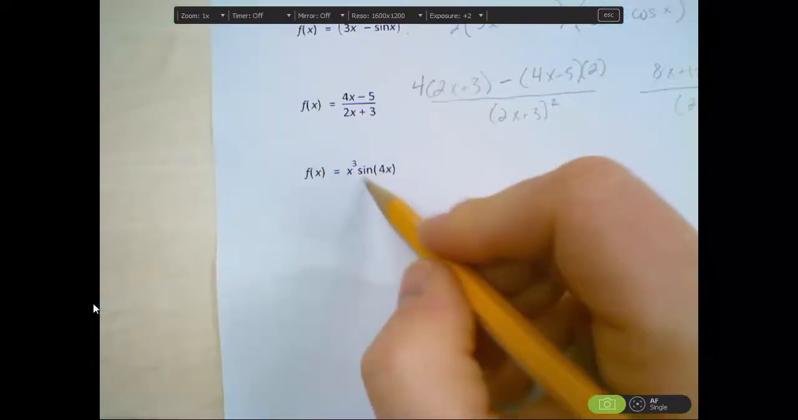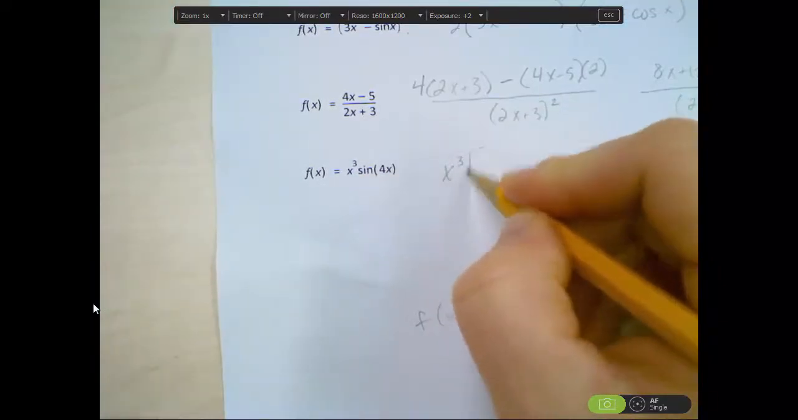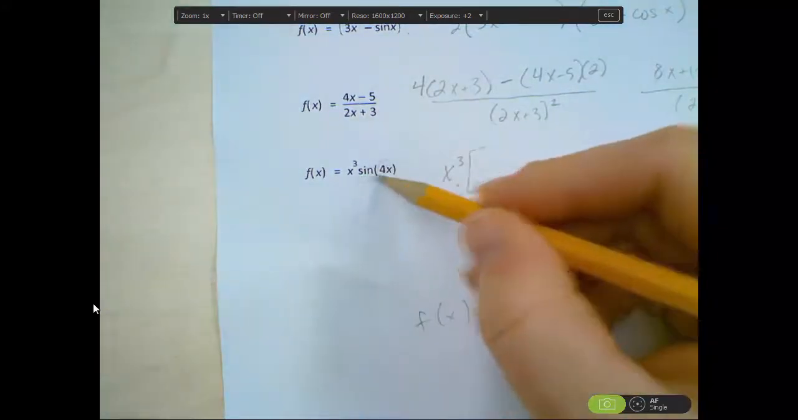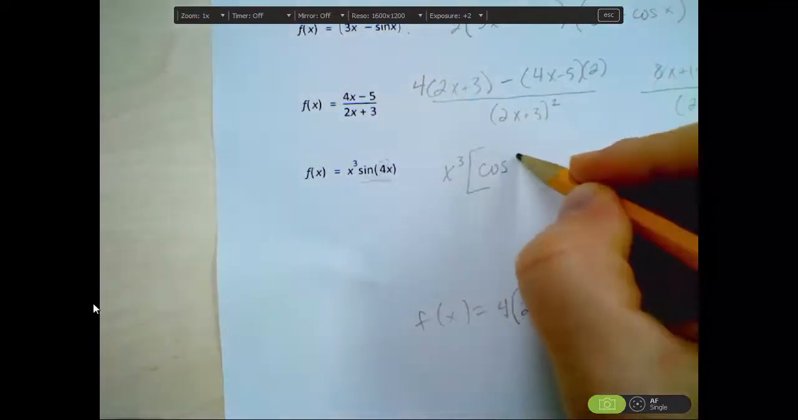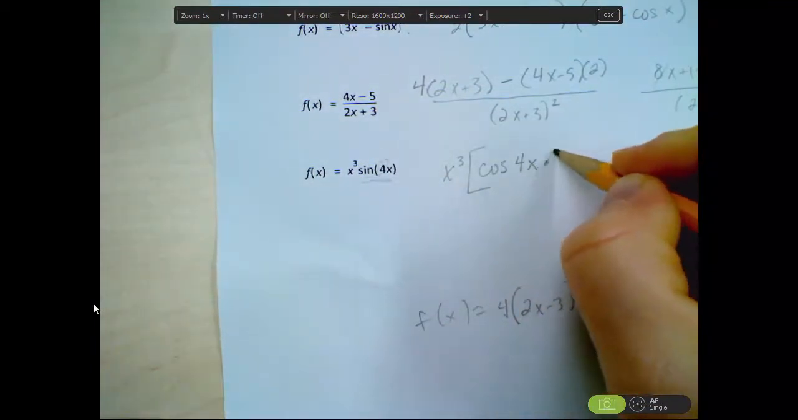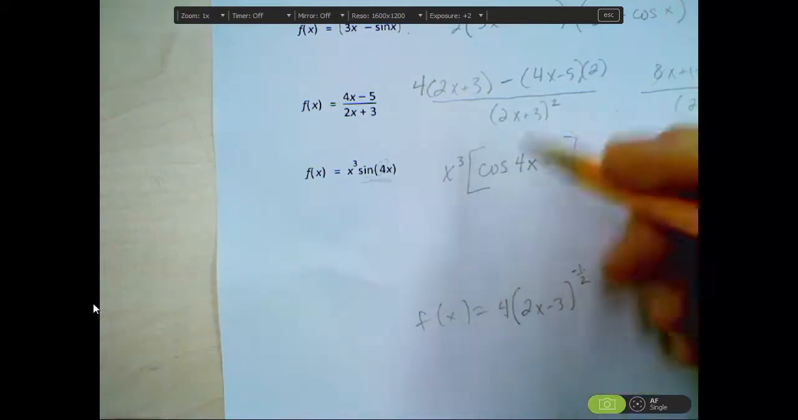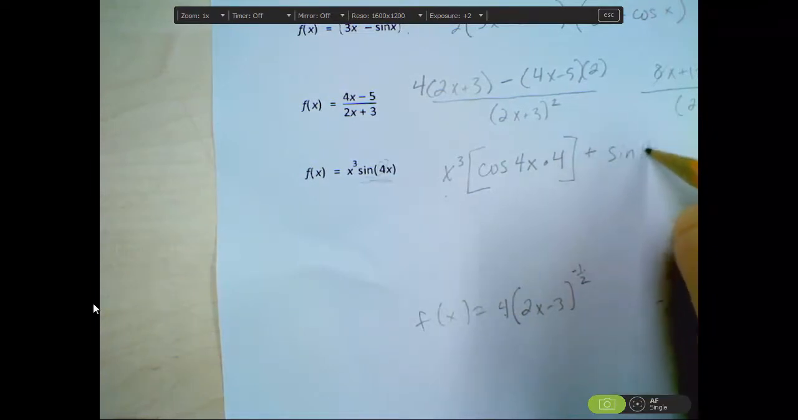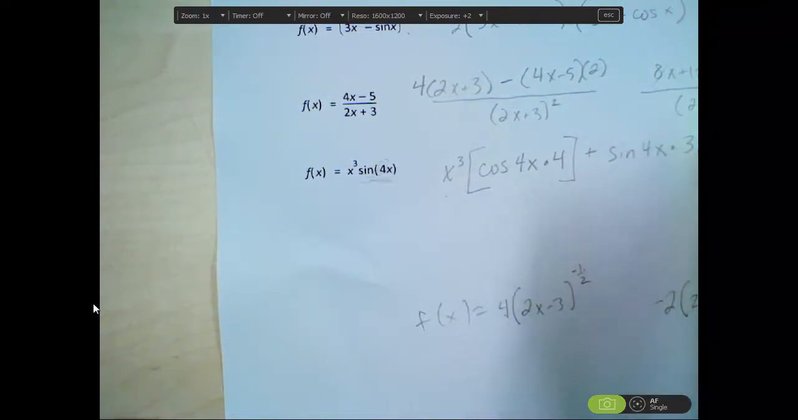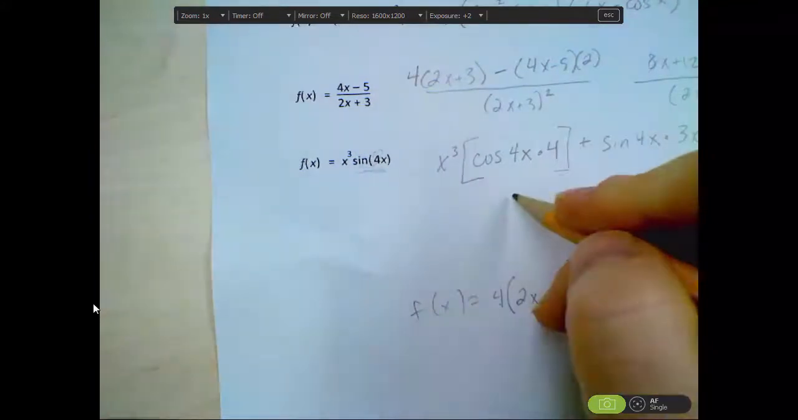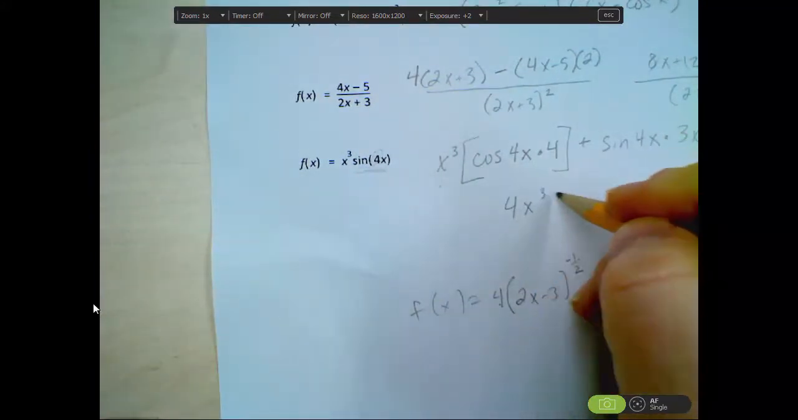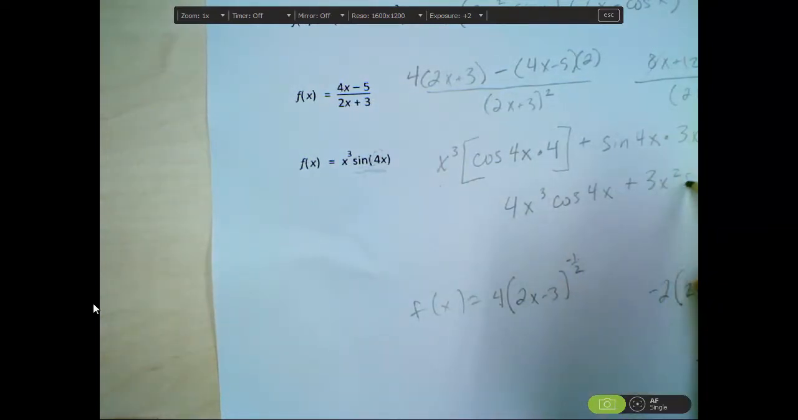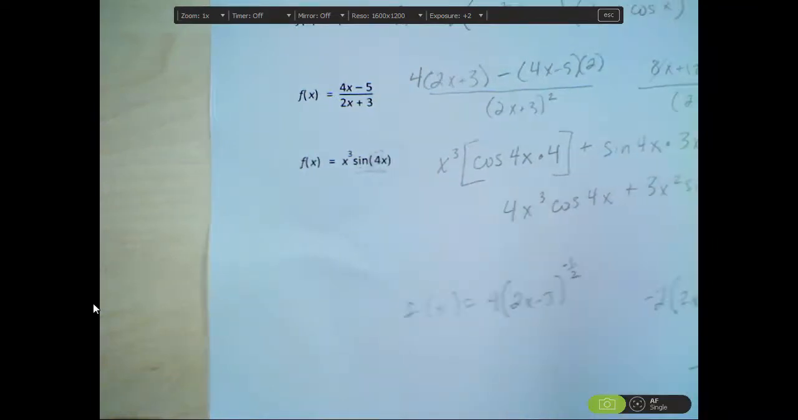All right, so now we have the product rule. So first times derivative of the second, but this is going to be the chain rule because there's a number in front of the x. So the derivative of sine is cosine, leave the inside alone, times derivative of the inside. So that's first times derivative of the second, plus second times derivative of the first. So let's simplify this. We get 4x cubed cosine 4x plus 3x squared sine 4x.